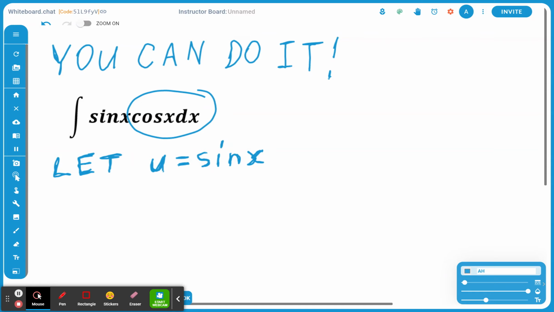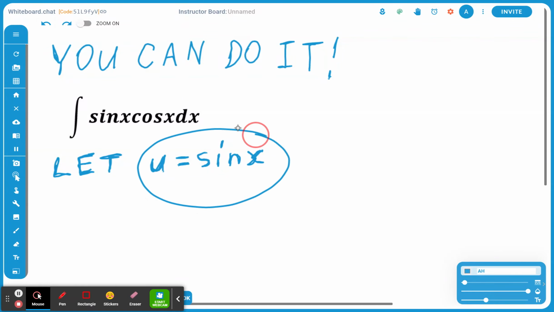So I'll say this again. When you use this method, whatever u is going to be, you have to make sure that the derivative is a scalar multiple of the other part of the question. So this will take some practice, but if I can do it, you can do it too. So again, the first step is to let u equal to sine x.